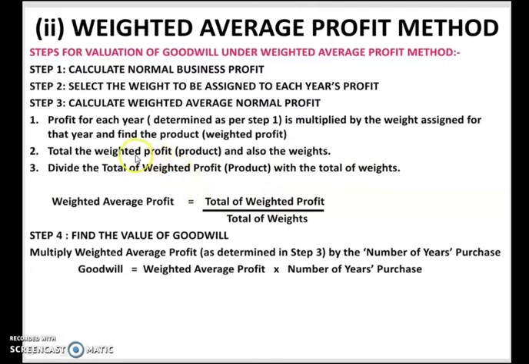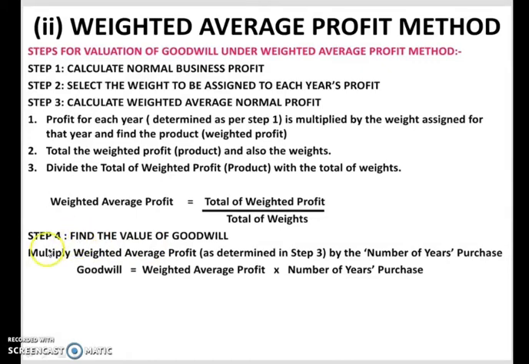So whatever answer you got from the second step, that is weighted profit, you should divide with the total of the weights. Weighted average profit is equal to total of weighted profit divided by total of weights. Now next is step 4. Find the value of goodwill. For calculating the value of goodwill, you have the weighted average profit, which you will get from step 3, into number of years purchase, that also will be provided in the question. Okay, so with these 4 steps you have to calculate weighted average profit method.